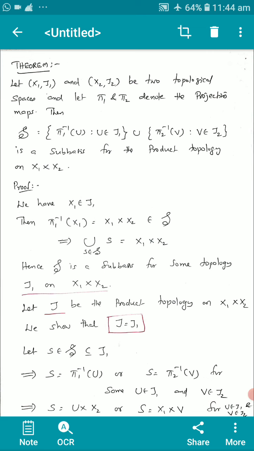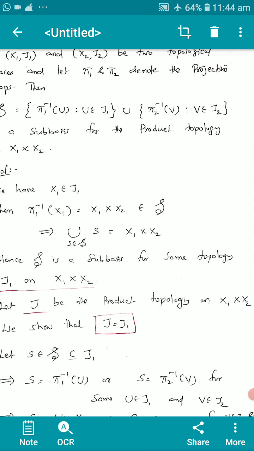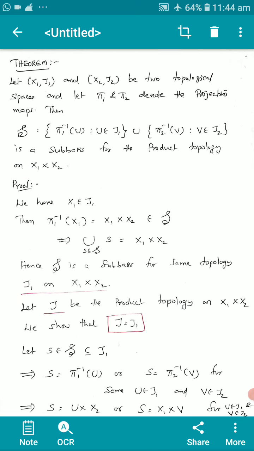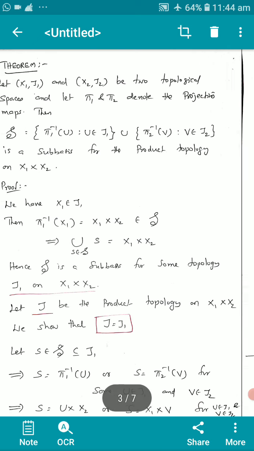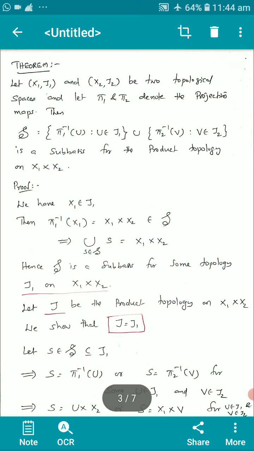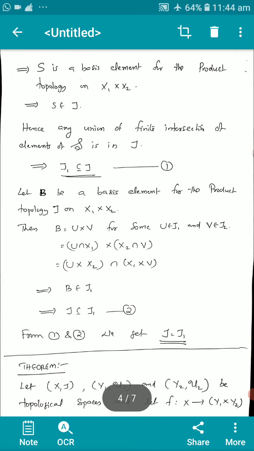Take a sub-basis element S in the sub-basis, which is a subset of or equal to tau 1. Then what is S? S is equal to pi 1 inverse U, or S is equal to pi 2 inverse V, where U is in tau 1 and V is in tau 2. Or S is equal to U cross X2, or S is equal to X1 cross V, for U in tau 1 and V in tau 2. This implies S is a basis element for the product topology on X1 cross X2.